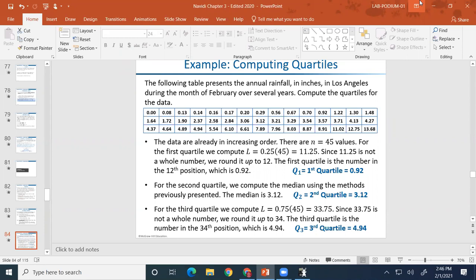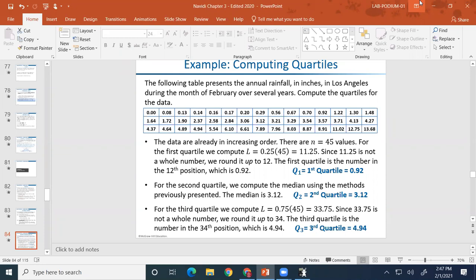All right, so here's some data for annual rainfall in inches during the month of February over 45 years. There are 45 values, 15 in each row. We can find the median by finding the two in the middle if we wanted to, but let's find the quartile first. So, 45 pieces of data times 0.25 gives us a value of 11.25.